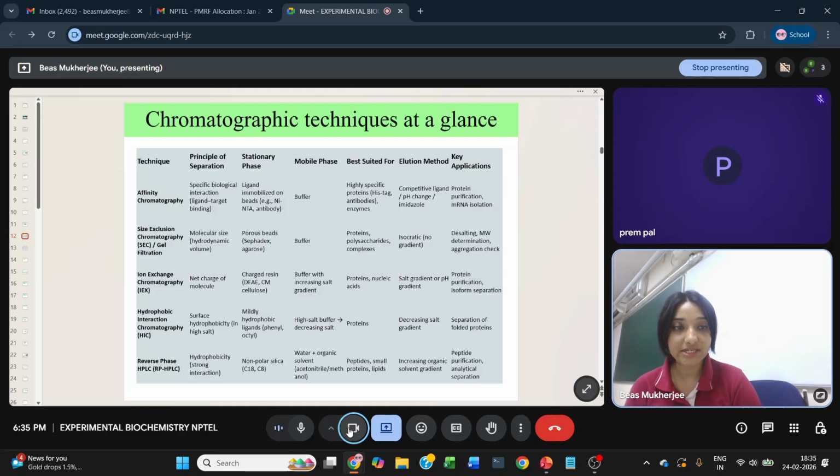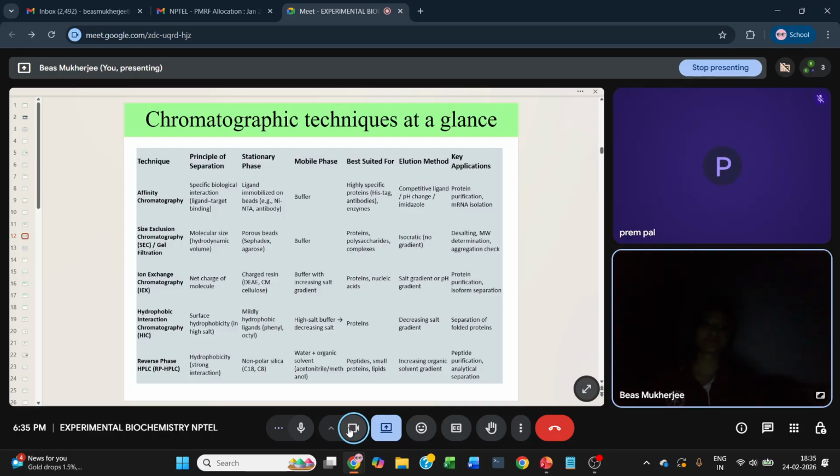Then the porous beads. So beads are made up of Superdex. Okay, what is Superdex and what is agarose? You can read about that. These are made from natural substances. There are Sephadex, there are Superdex, all of these different ones.